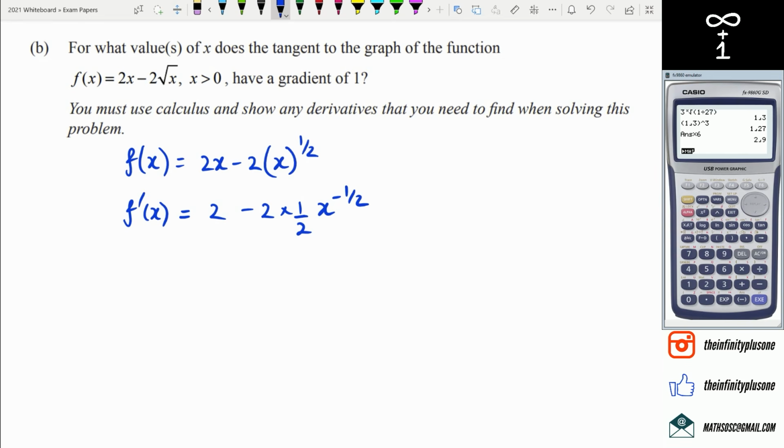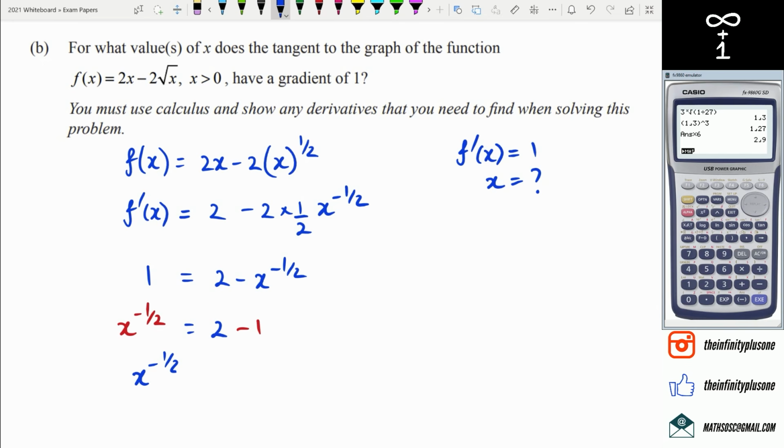So now I want to know for what value of x does it have a gradient of 1. So basically, f dash of x equals 1. What is x? So I'm going to put 1 equals 2 minus 2 times half, which is just 1, which means we've got x to the power of negative half. Rearranging this, let's take the x to the negative half to the other side, which means it'll become positive, equals 2 minus 1. And I've got x to the power of negative half is equal to 1.